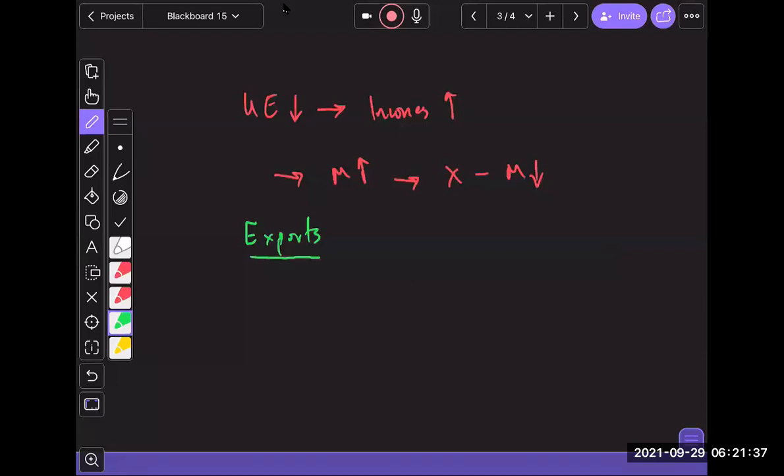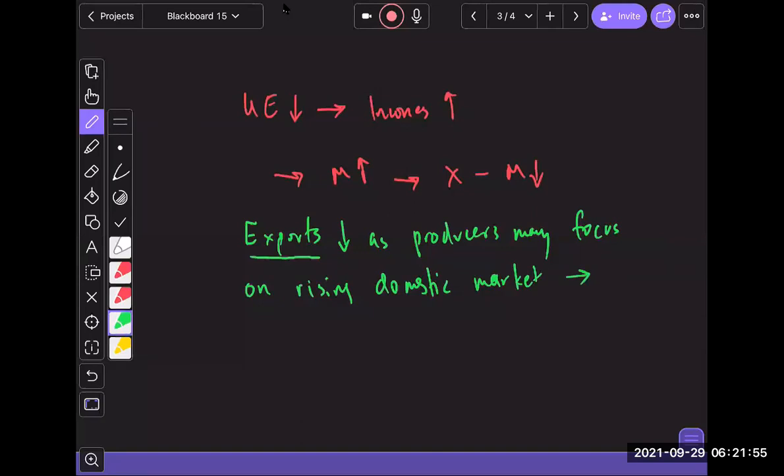There could also be a possibility that exports will fall as producers may focus on rising domestic market demand, which could also worsen the deficit. Okay, so these are the two things that can happen.